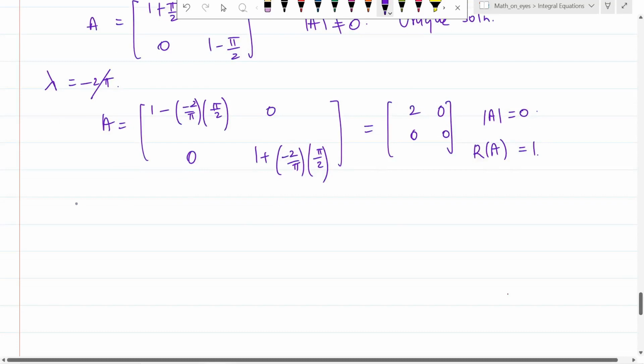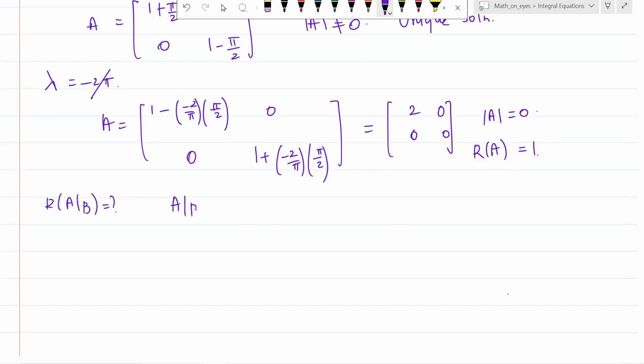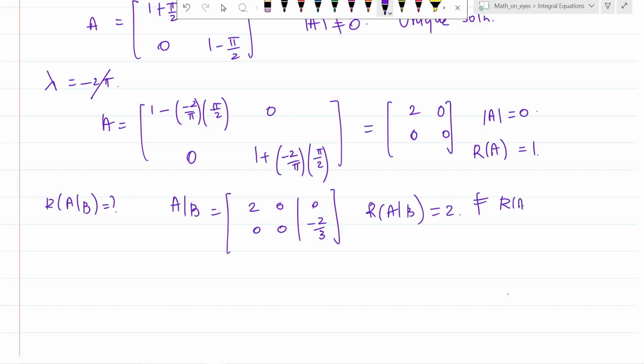Now find the rank of A|B. For that, write the augmented matrix. We will have 2, 0, 0, 0 and then 0, minus 2 by 3. Here the rank of A|B is not equal to 1. It is actually equal to 2. Both are not equal, so the rank of A|B is not equal to the rank of A. Therefore, no solution. No solution when lambda is equal to minus 2 by pi.